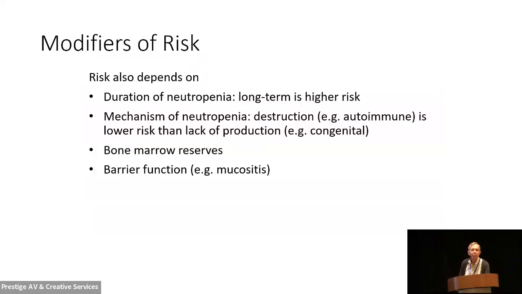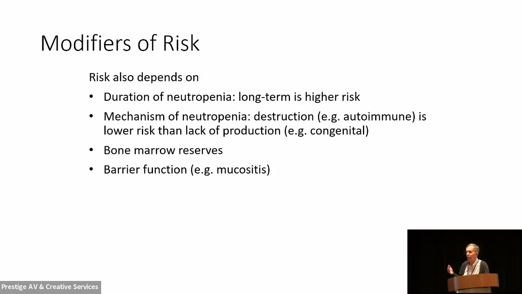So there are important modifiers of risk. It's not just the number. It depends on duration of neutropenia. Long-term is higher risk than just neutropenia for a day or two. The mechanism is very important. Destruction, as in autoimmune, is lower risk than lack of production.